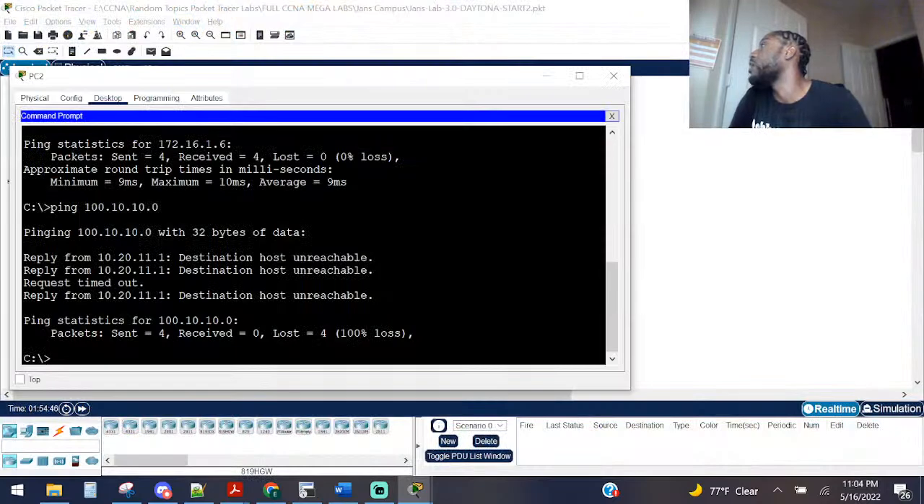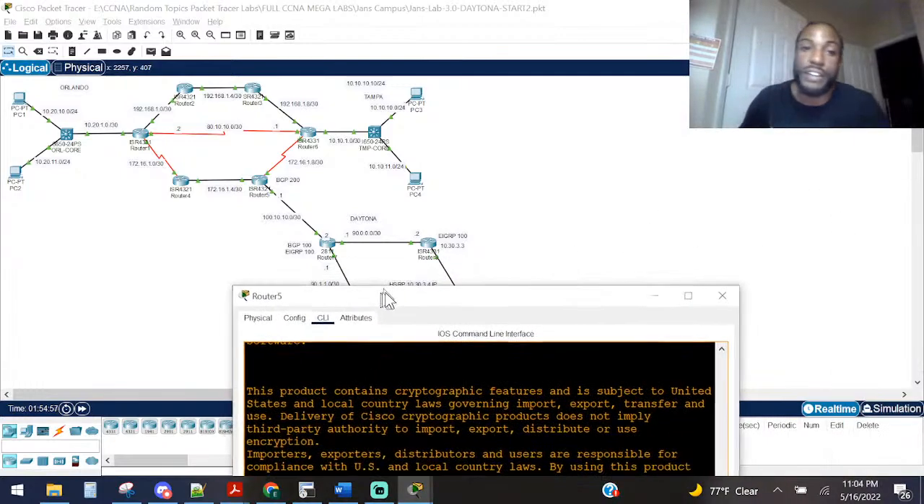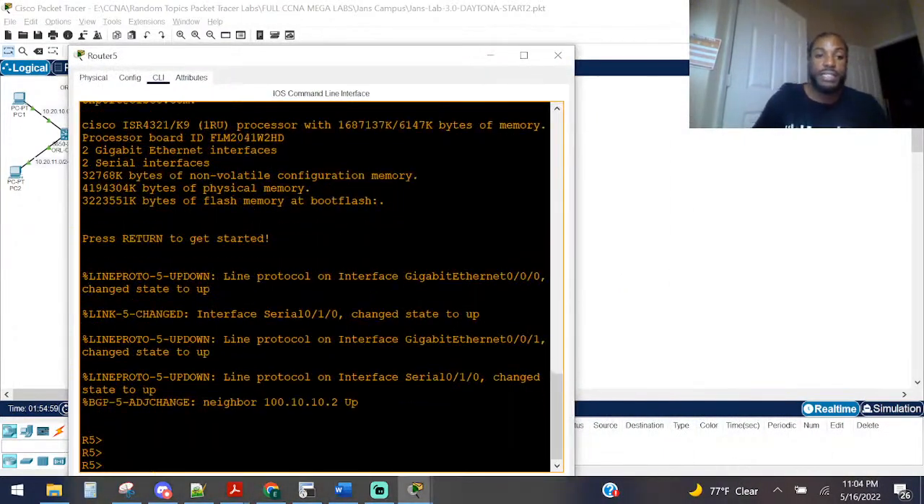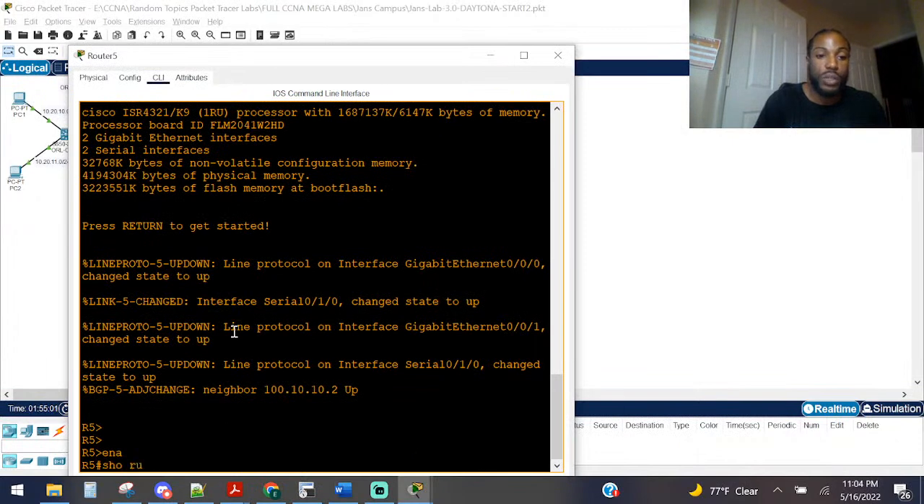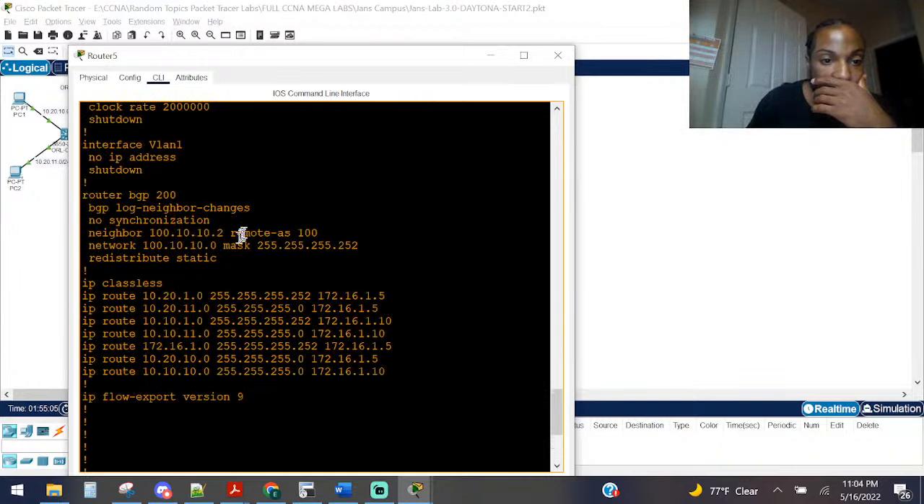And see what I did differently. I'm gonna look at router 5 on this other instance, and I'm gonna show y'all. Here is another instance of it. Enable, show run. We're gonna see what I did differently. I'm gonna compare it, right?